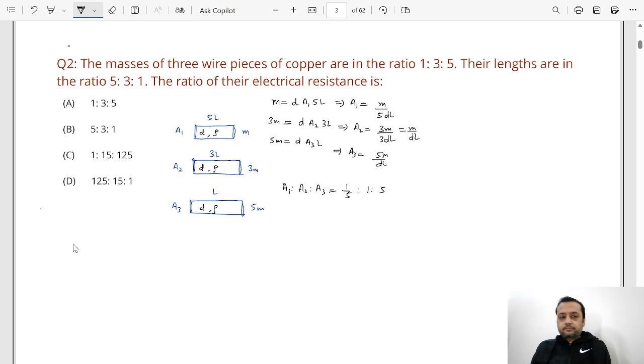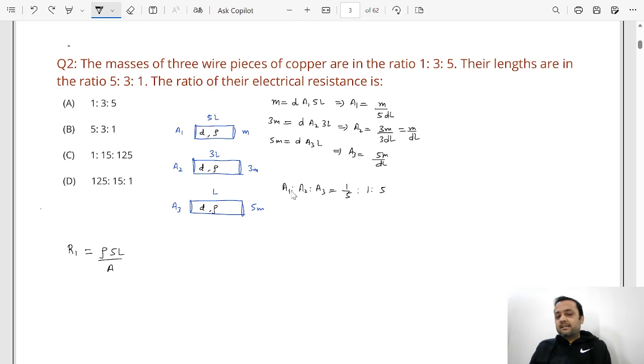Okay, now we know that the formula of resistance is rho L by A. So R1 will be resistivity into the length, which is 5L upon cross sectional area, which is A1. Okay, now we can also put the value of A1. So basically, I mean to say that the ratio of A1 is to A2 is to A3 is 1 by 5 is to 1 is to 5.